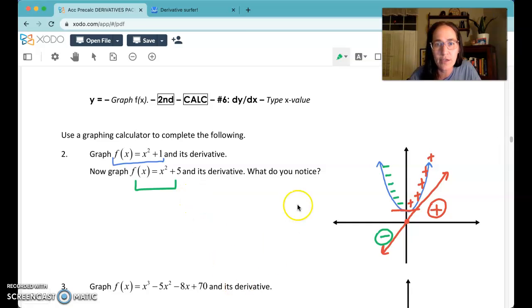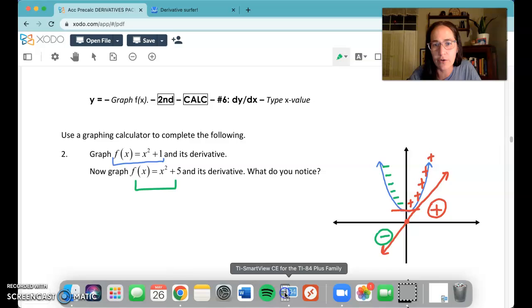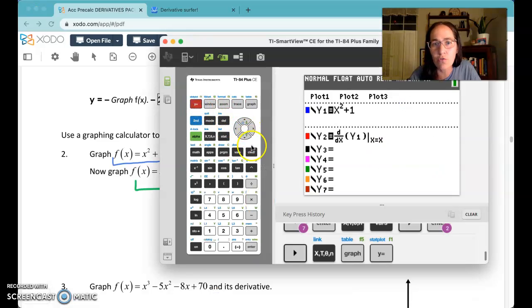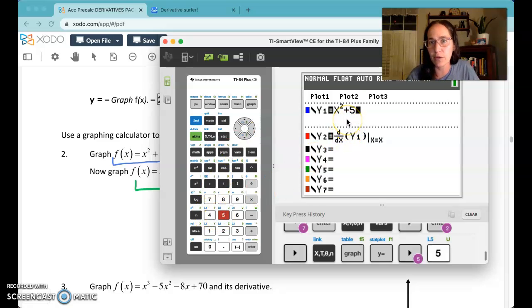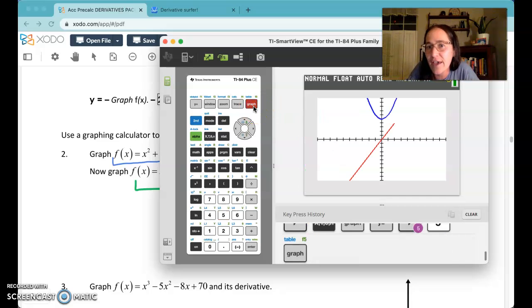What do you notice? If I go back to the calculator, I'll overwrite y1 and put a 5 here. Think of what should change and what shouldn't change about that original graph. It should be the same exact shape, but shifted up 4 units higher than the other one. When I hit graph, okay, predictable.